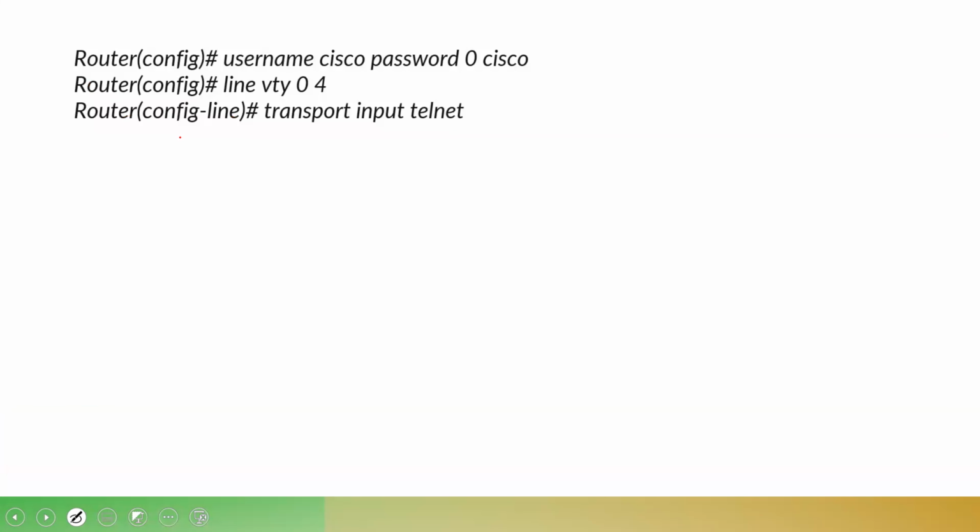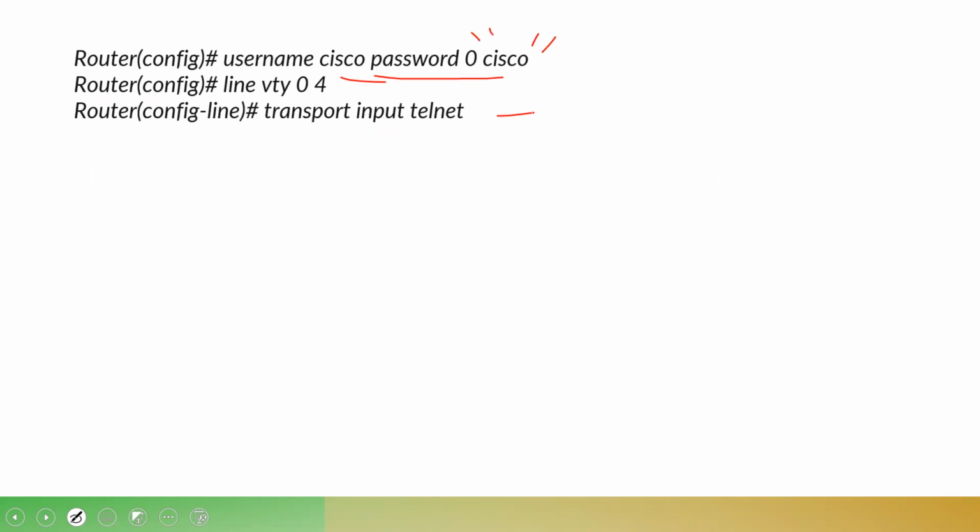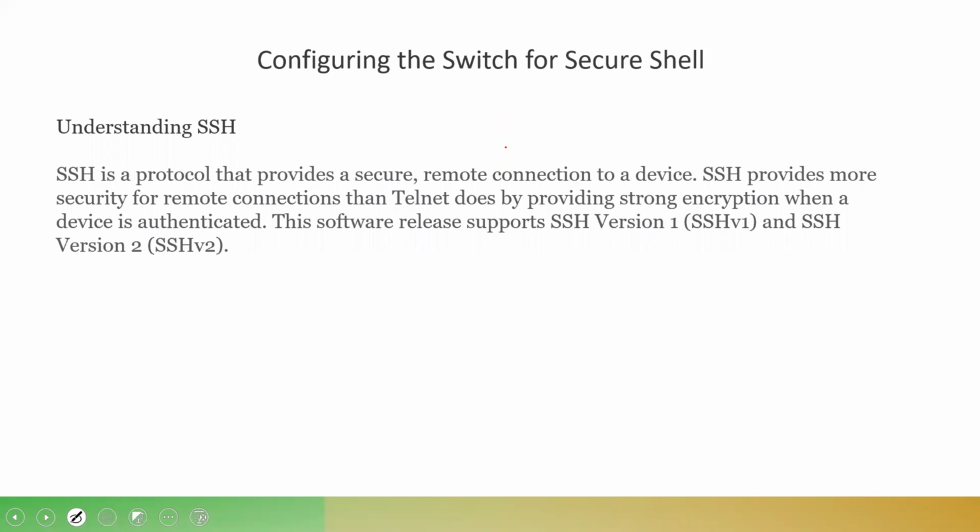How can we do the configuration? Straightforward. If we are creating the local DB, username Cisco, password Cisco, which means Cisco is not a good password. So while giving the password, you should use a long string with a mix of different types of characters. Line vty 0 to 4 and then transport input telnet. Okay, that's it.